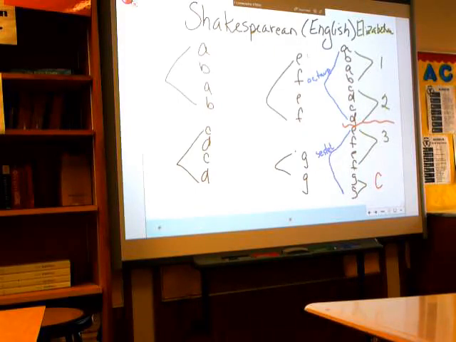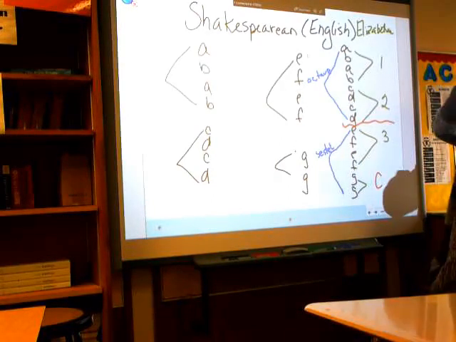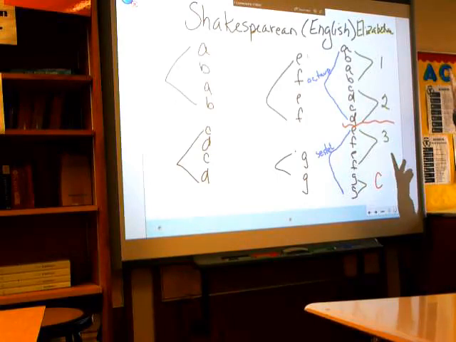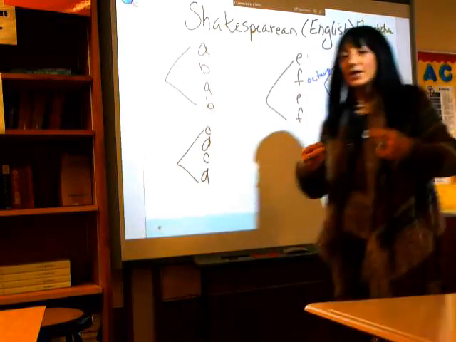How many rhymes are there? Is it math? It's simple math. Seven. Who said it? Excellent. I thought it was going to be A's, B's, C's, D's, E's, F's, and G's. Yes, excellent. So that's a lot of rhyming sounds in 14 lines.